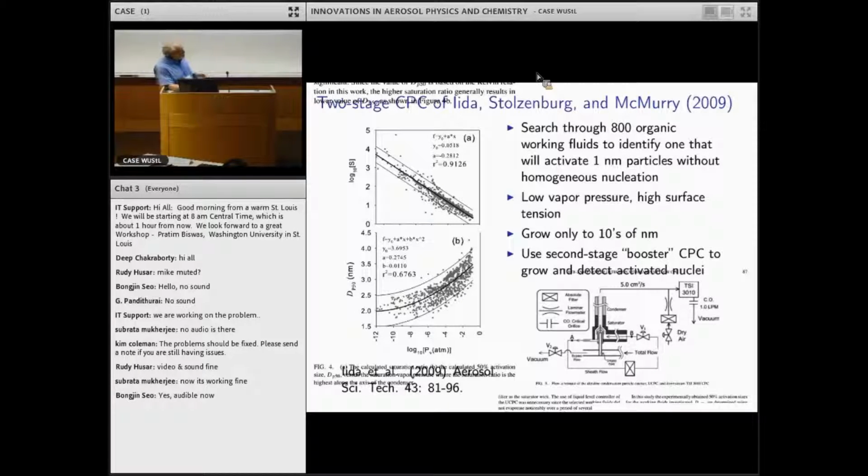And this has been done in a number of different modes. Originally done with the TSI ultrafine CPC, but it's also been done with the mixing type CPCs in something that's been labeled the particle size magnifier by the Helsinki group.